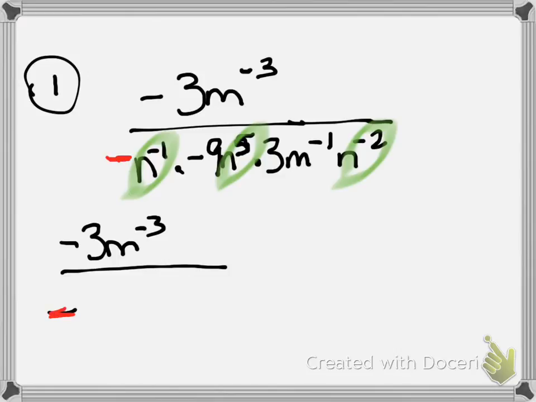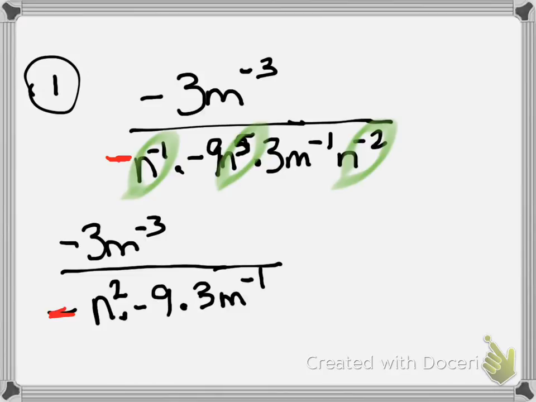Now, when you multiply with the same base, you add the exponents. So we're going to have a negative 1 plus 5. That's 4. Add the negative 2. 4 plus negative 2 is 2. So the exponent on my n is a 2 now. So the negative 9 is still there. And the 3m to the negative 1 is still there.